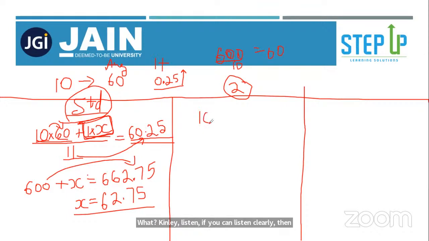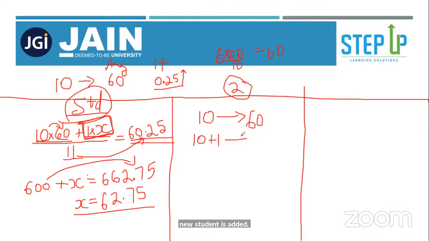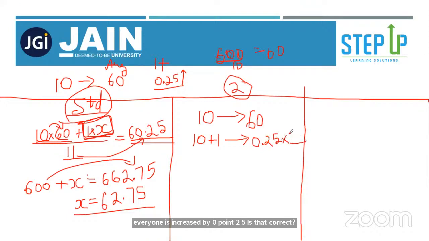Okay. So 10 students, average is 60. It is said that one new student is added. When that one new student is added, the average of everyone is increased by 0.25. Is that correct? Yes. Total how many members now? 11 members. So if 11 members are inside, every student's head count is increased by 0.25.